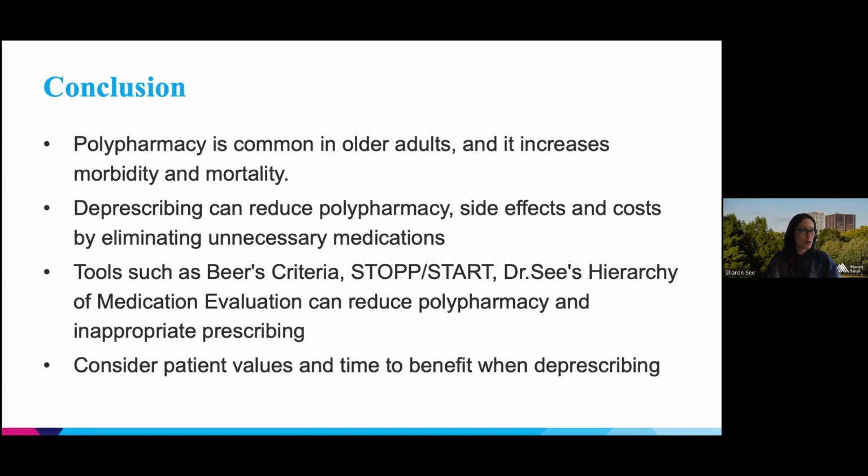You could use Beers criteria, the START/STOPP criteria. You can use my hierarchy to reduce polypharmacy and inappropriate prescribing. And all the while you're doing this, you want to consider multimorbidity in your patients. Think about their patient values, what they want, and time to benefit when you are deprescribing in your patients.